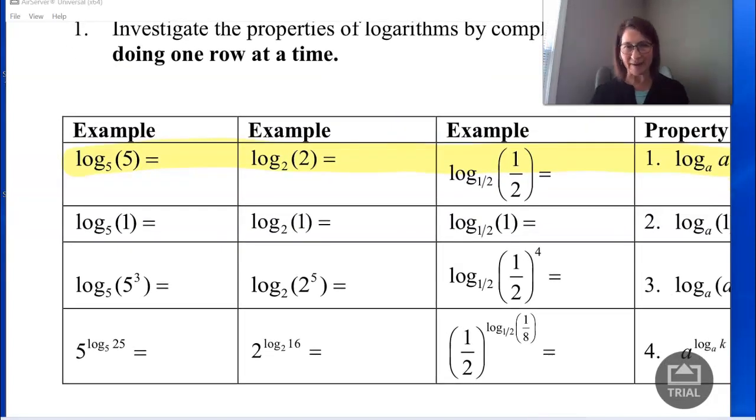So log base 5 of 5. And I'm asking the question, if I take that base of 5, what exponent do I need to raise it to in order to equal that argument of 5? So 5 raised to what exponent is going to give me 5? Well, that's just 1. Let's look at the next one. It's very similar. 2 raised to what exponent gives me 2? Well, that's going to be 1.